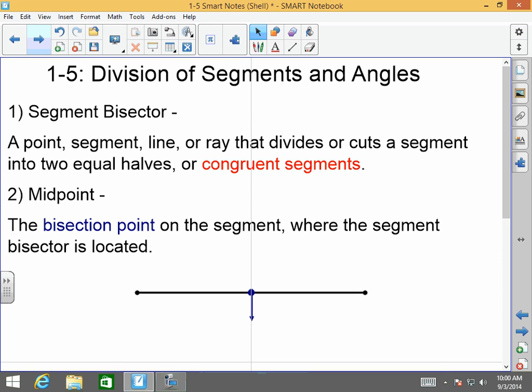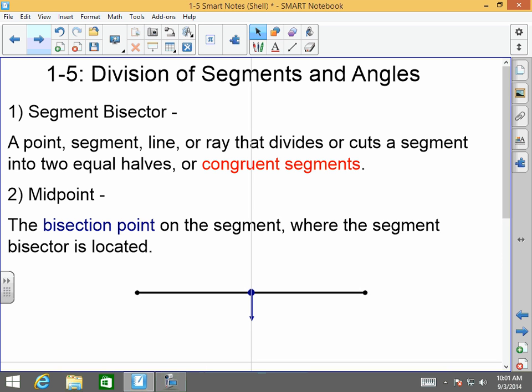Okay, so the midpoint is the actual location of where it's located. Make sense so far? Okay, awesome. Now, let's continue.